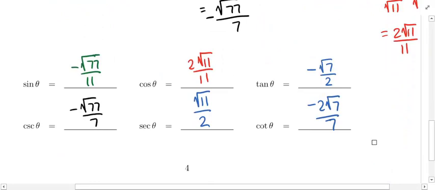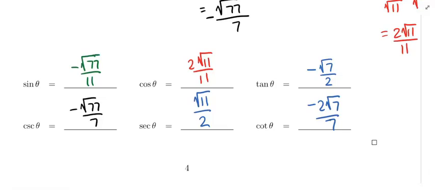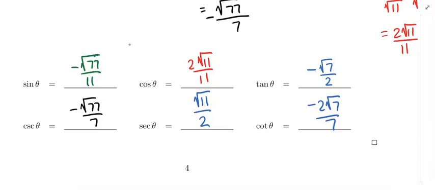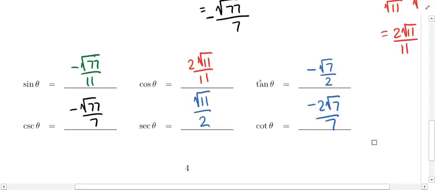We are done. We have all 6 trigonometric functions, and they are all exact values. And remember, I'm in quadrant 4, so the only positive trig functions I should have are cosine and secant. Everything else should be negative. I will rework this problem in the next video using the fundamental identities only and not drawing a triangle.